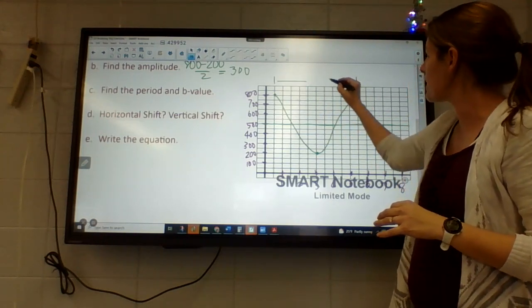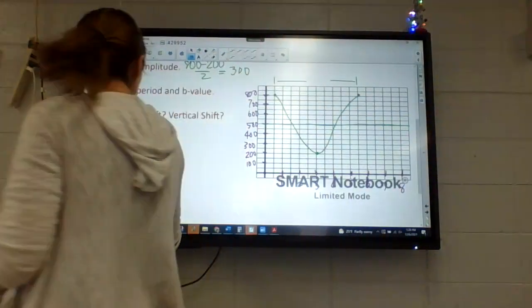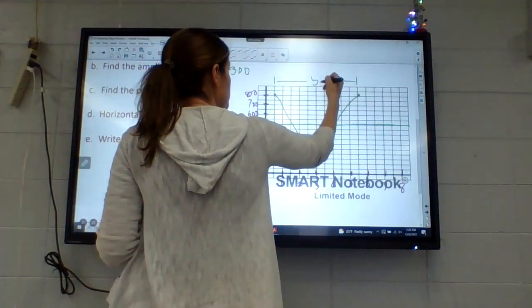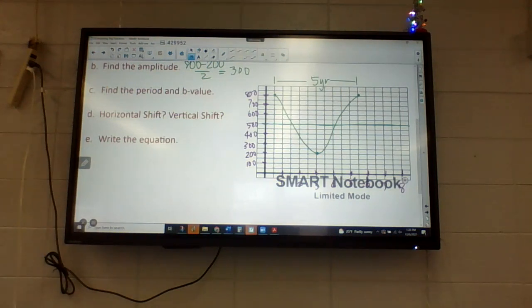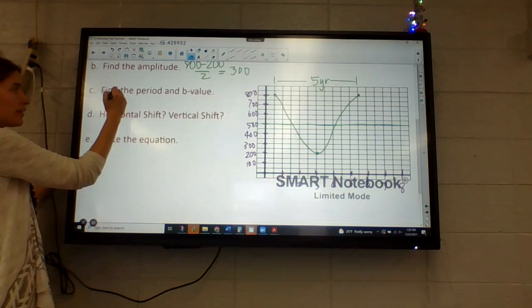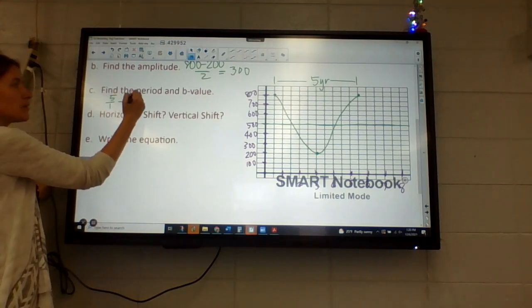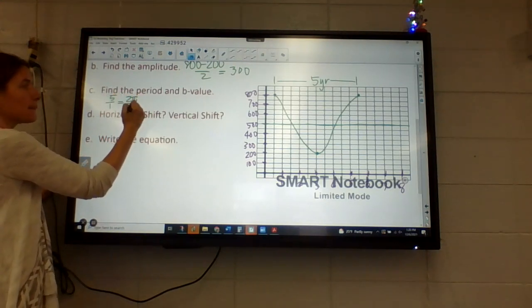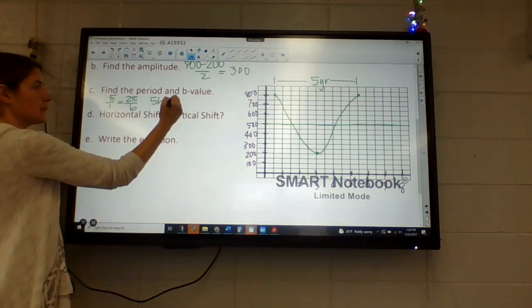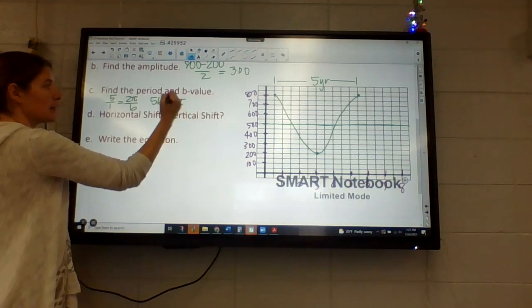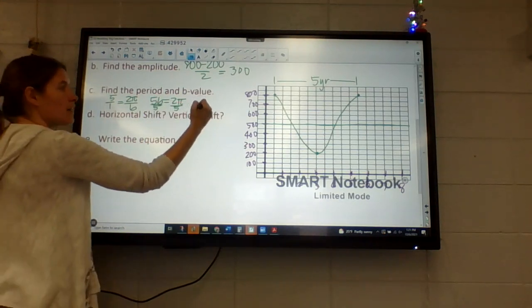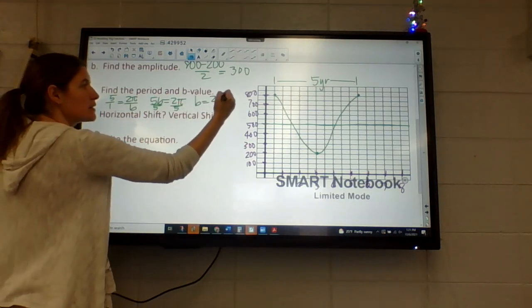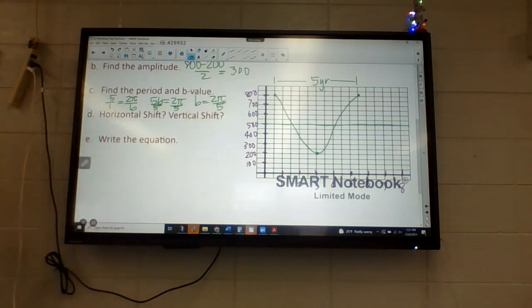So what's our period then? It's 5 years. Our period is 5 years. So if I know that about my period, I need to figure out the b value. So 5 over 1 equals 2 pi over b. Cross multiply. To get my b alone, I find out b is 2 pi over 5.